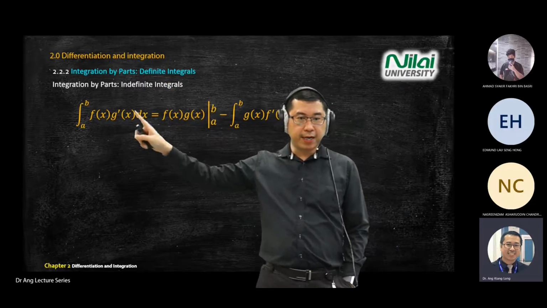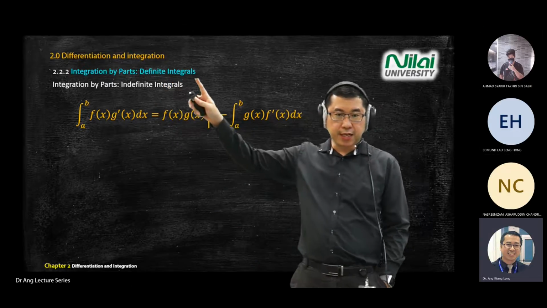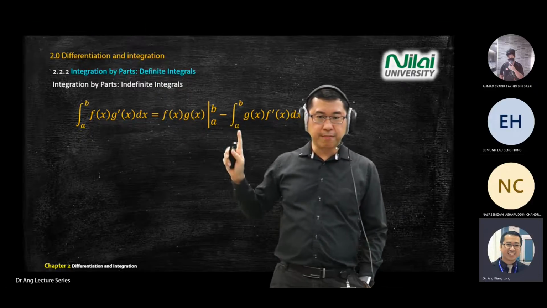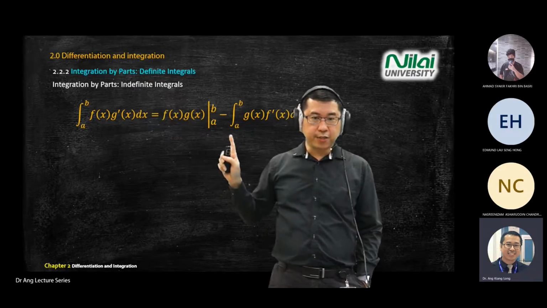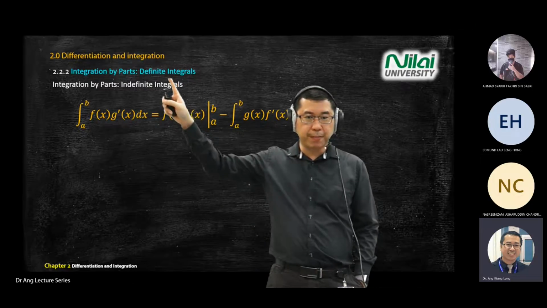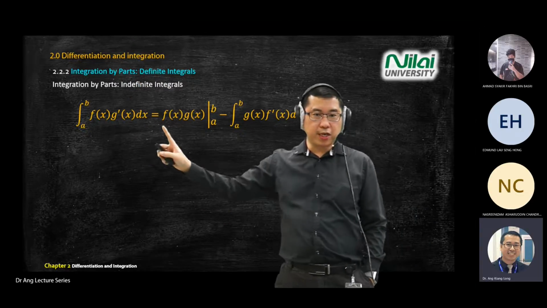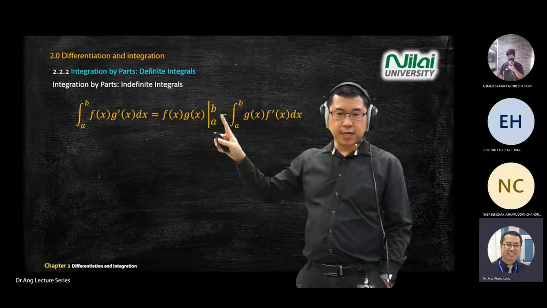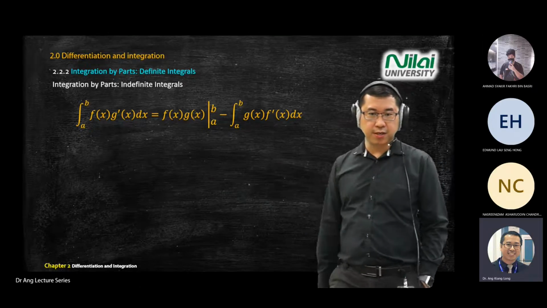Same equation, but now you have the definite integral. This is under definite integral. If your integration here doesn't have numbers, then it falls under indefinite. If you see the question having numbers, then it falls under definite, but it's still using the integration by parts method. Same procedure, only now you need to substitute the numbers inside there, and later there will be no constant C in your answer.